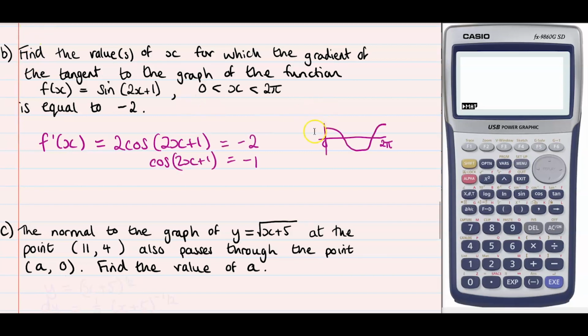And then knowing the graph of cos looks like this, we want to know where does that equal minus 1. So there's the minus 1 just there. That only happens in one place, and it's at pi. So 2x plus 1 is equal to pi, and x is equal to pi minus 1 over 2.